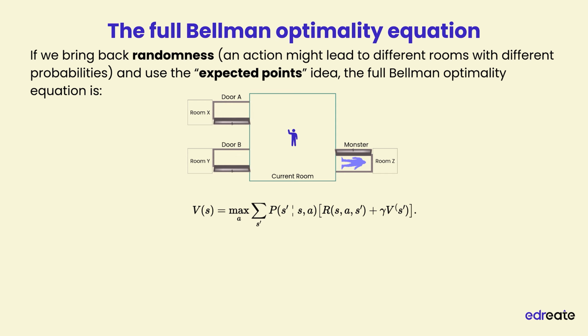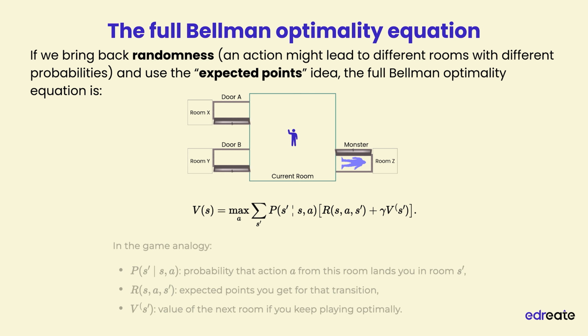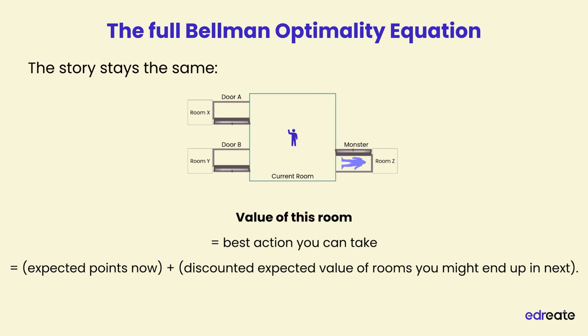If we bring back randomness, an action might lead to different rooms with different probabilities, and we use the expected points idea. The full Bellman optimality equation is, in the game analogy: probability P of S prime given S and A, the probability that an action A from this room lands you in room S prime; reward R of S, A, S prime, the expected points you get from that transition; and V of S prime, the value of the next room if you keep playing optimally. The story remains the same. Value of this room is equal to the best action you can take, which is equal to expected points now plus the discounted expected value of rooms you might end up in next.